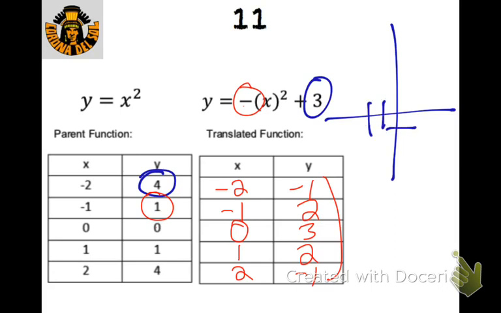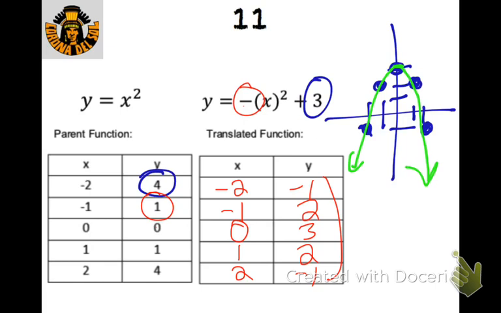So we got -2, -1, just real roughly, -1, -2, 0, oh, I screwed up these points. Okay, let's plot these points again. So -2, -1 right there. -1, 2, which would be right there, and then 0, 3 right there, and then 1, 2 right there, and 2, -1.